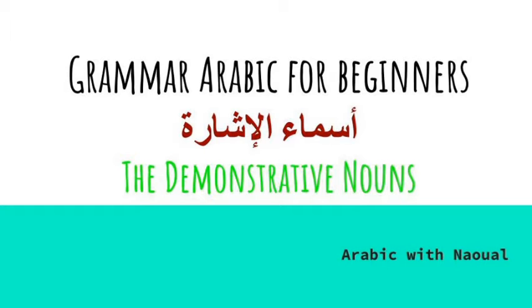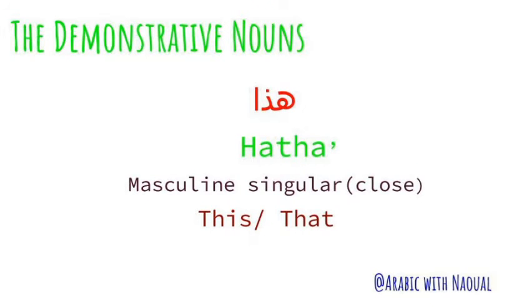Arabic with Nawal. In this course, we will study the demonstrative nouns in Arabic language. Let's start. The demonstrative nouns in Arabic language refer to a subject or a person that are very near or far from a person. In this course, we'll study the demonstrative nouns that refer to a close person or subject.